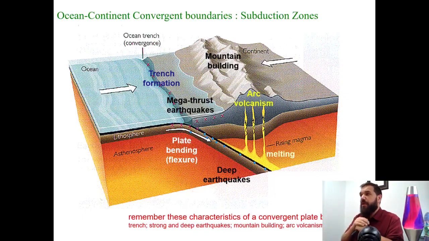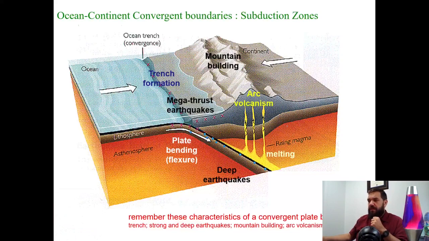Now, at an active margin, a subduction zone, what do we see? Let's go through this diagram. The oceanic lithosphere with the ocean crust starts to sink. It gets old, it gets cold, it starts to sink, and it sinks into the mantle. Now, I want you to imagine something. This ocean crust has been underwater for 180 million years.